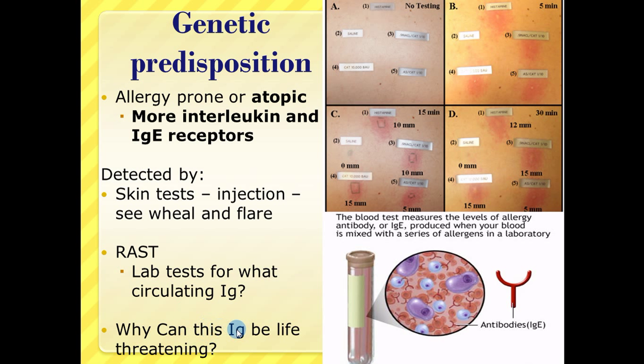And then why can this be life-threatening? So what circulating Ig are they looking for? Oops, I accidentally pointed to it, but yeah, IgE. And then why can it be life-threatening? Because if this is in your blood and it's being released everywhere, it's releasing histamine everywhere. So what's that histamine going to do to all of your blood vessels? Cause them all to dilate. What's it going to do to your airway? Cause it to constrict. So you have difficulty breathing. Your blood pressure is going to drop dramatically, and they call that shock.